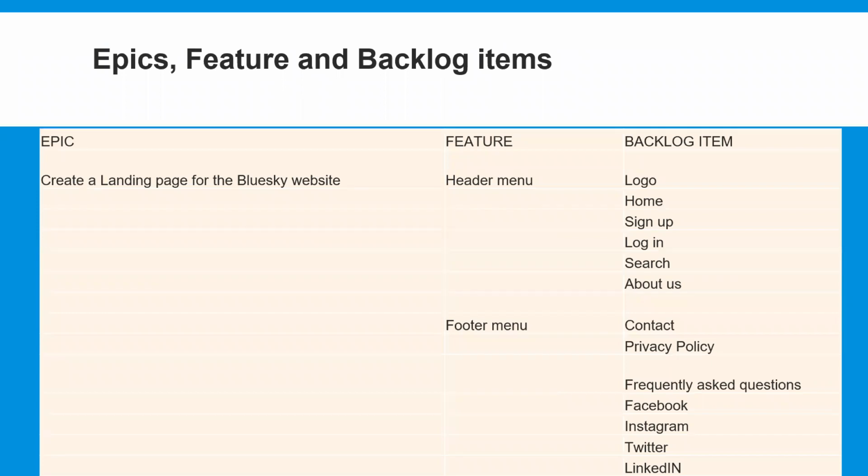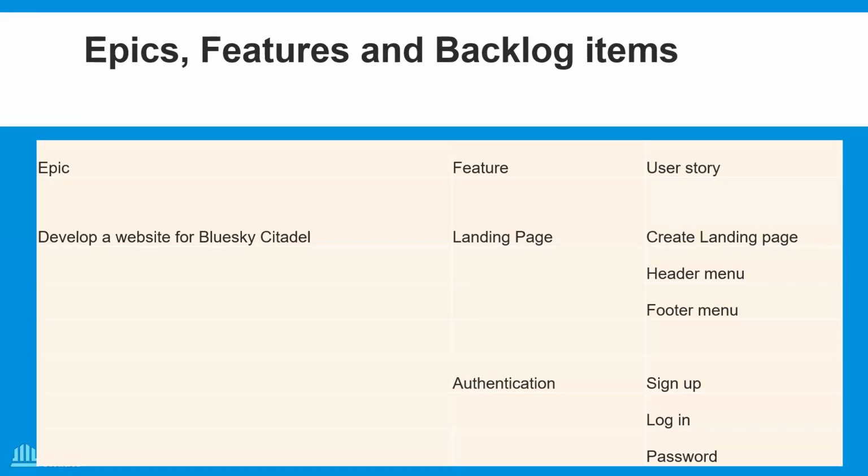Okay, this is not even a continuation, it's just another example. So in this case, I've said again, create a landing page for the Blue Sky website, right? Now, in this case, let me take this back to show you something. Remember, I said that okay, Juwon, your hand is up. Can you hear me? Yeah, I can. If you can further break down the user story, for instance, header menu, if you break it down to smaller bits, do you now move header menu to become a feature?